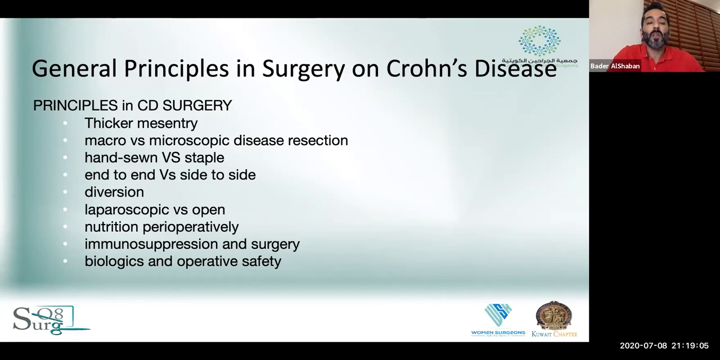I think that a side-to-side anastomosis is always better than an end-to-end whenever it is feasible, because should the patient recur down the line at their anastomosis, then you want to have a wider loop from an end-to-end anastomosis. Diversion should be individualized, and I think most patients should get a laparoscopic approach opportunity whenever it is feasible and safe. Nutrition is always important, and immune suppression and biologics should be weaned down whenever possible.